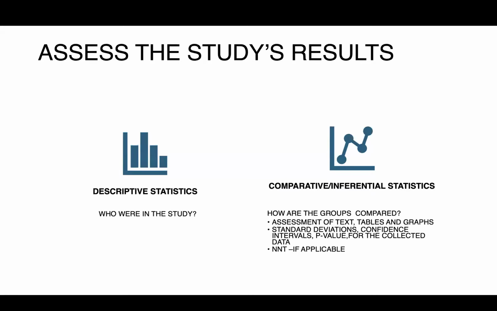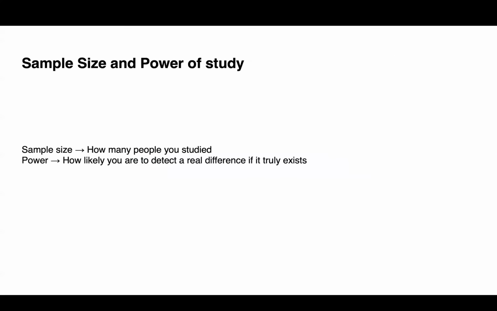Then you assess for the study's results. So you have descriptive statistics and comparative or inferential statistics. So in descriptive statistics, you see who are in the study, and in comparative, you see how the groups were compared. All right. So one of the most important areas that you need to look into is the sample size and the power of the study. So the sample size is how many people you studied, and power is how likely you are to detect a real difference if it truly exists. So these are the two things you need to look into.